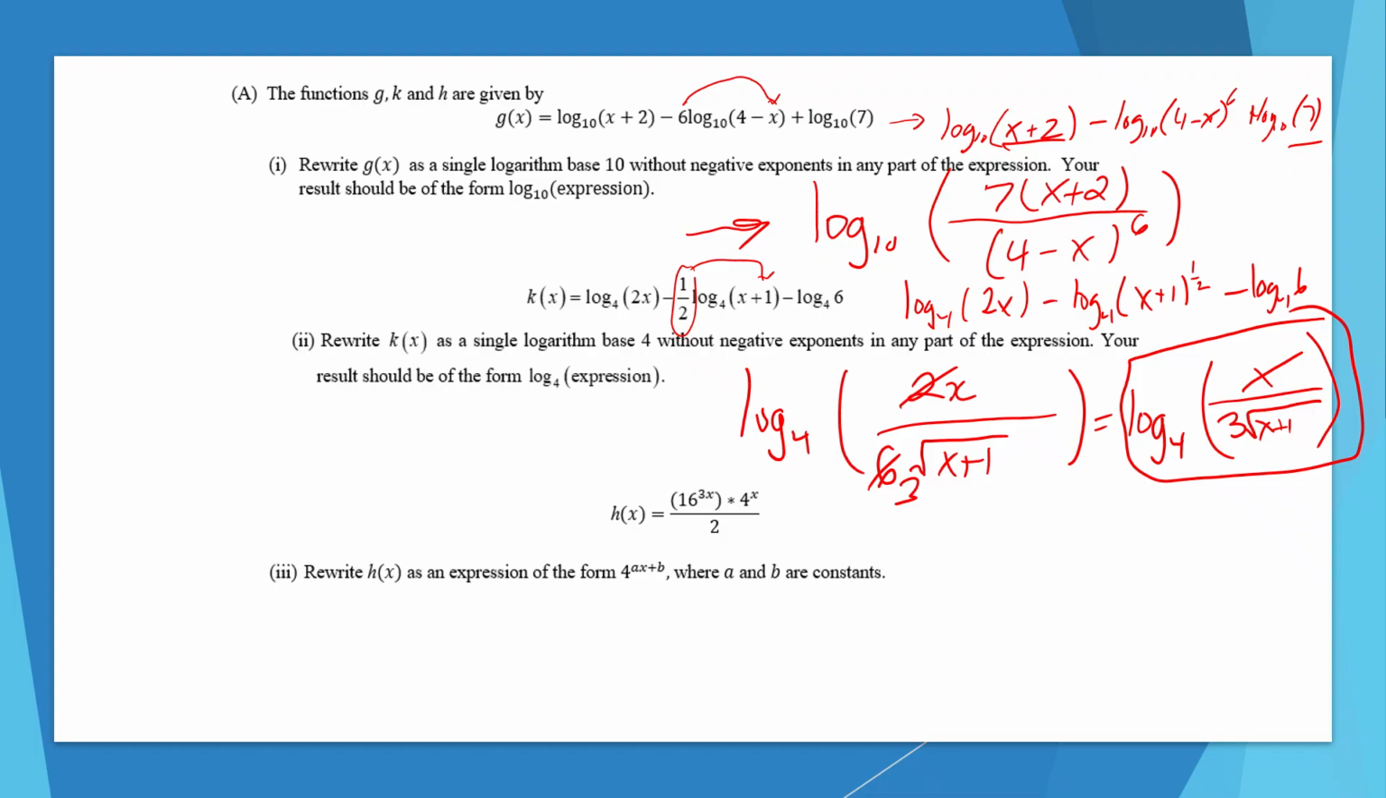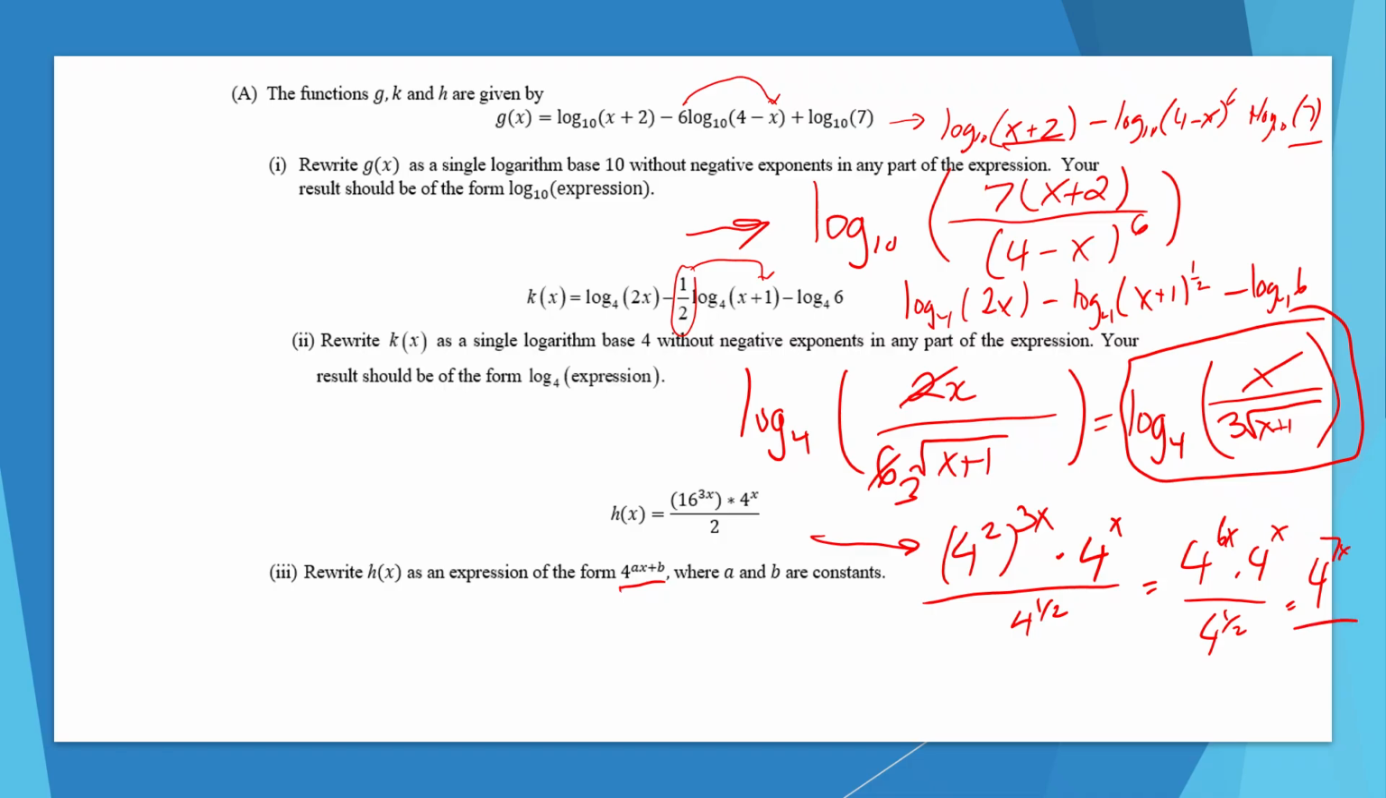All right, number 3, rewrite this in the form with a base of 4. So let's rewrite that now. 16 is 4 squared, and this is to the power of 3x, times 4 to the power of x, all over 2, which is the square root of 4. So 4 to the power of 1/2. This is then 4 to the power of 2 times 3x, which is 6x, times 4 to the power of x over 4 to the 1/2, which is 4 to the 7x, so adding them together, over 4 to the power of 1/2, which then should get us 4 to the power of 7x minus 1/2.